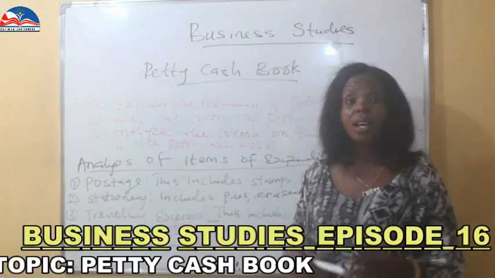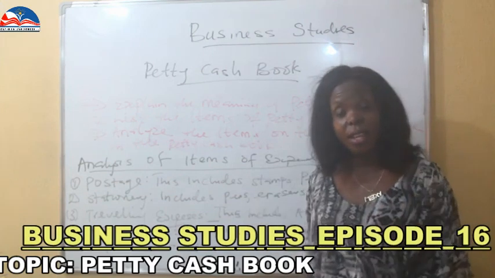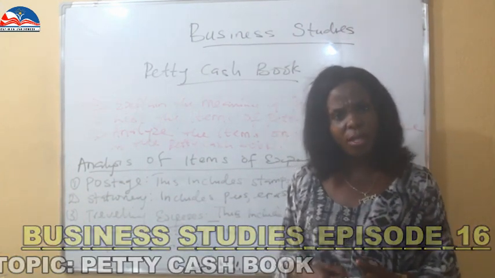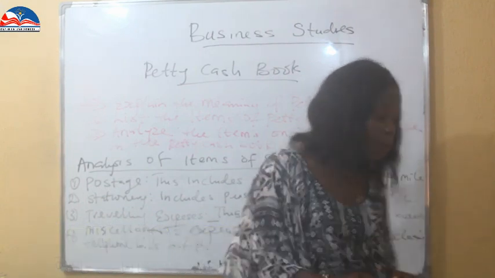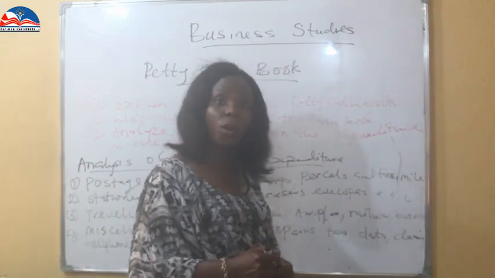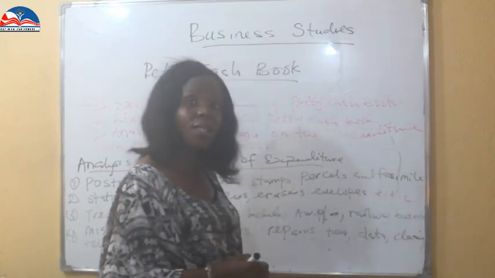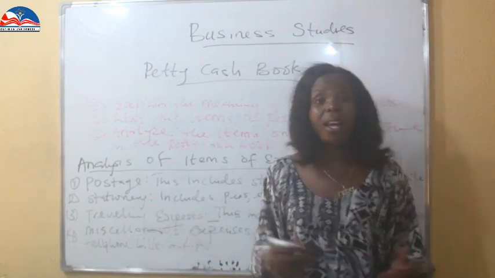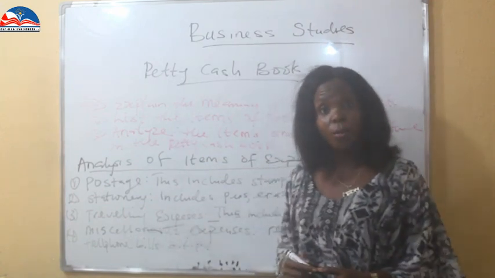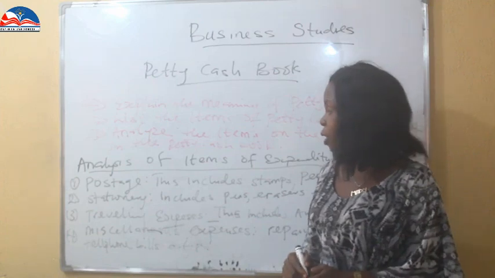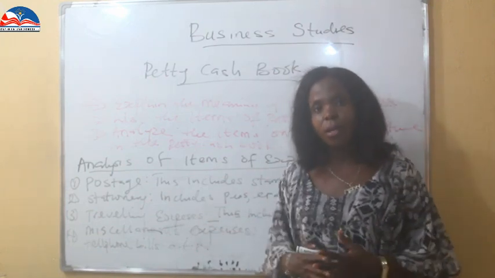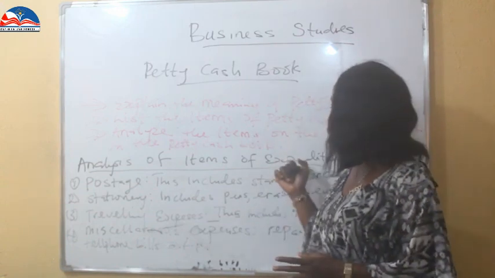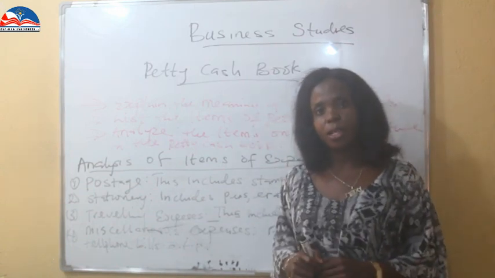Miscellaneous can be coffee taken in the office, tea taken in the office, urgent repairs that come on a daily basis or once in a while in the office, data that is bought to access the internet and do other internet work. We have cleaning services that might be employed, buying of detergent to clean up the offices. Then we have telephone and bills. All of these are items that we can analyze on the expenditure side of our petty cash book.